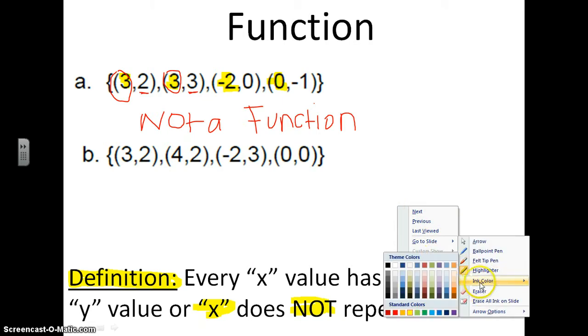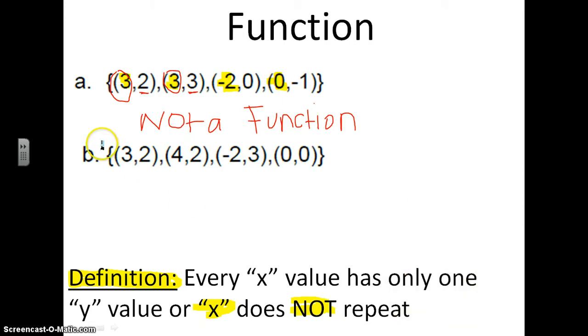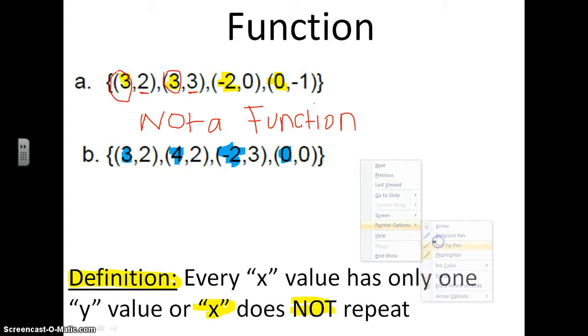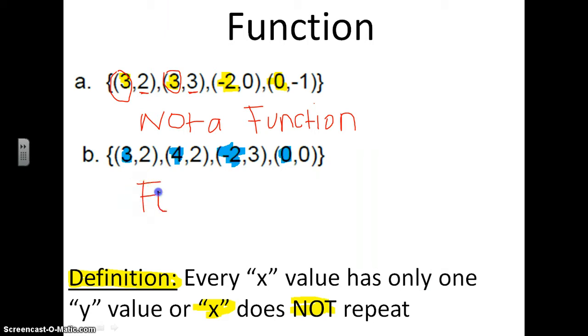We have 3, 4, negative 2, and 0. Again, we're just looking at the x values. Now, since x does not repeat, then this is a function. Okay? X did not repeat because we have 3, 4, negative 2, and 0. None of those repeat, so it is a function.